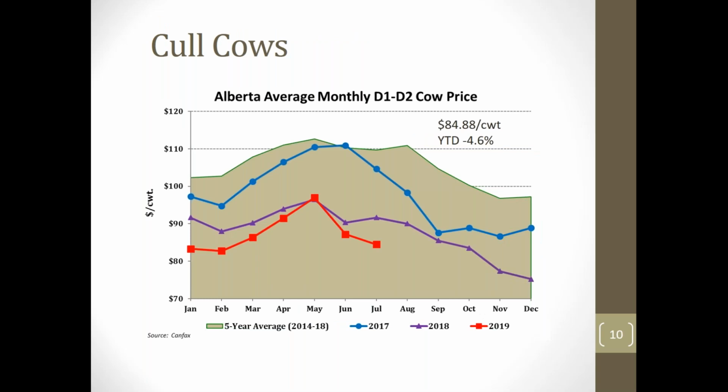If we look at cull cows, last week we were averaging just under $85 a hundredweight. Year to date, we're about 5% below where we were in 2018. So the year to date average price is about $87.50 a hundredweight. Seasonally, we should see that cull cow market pick up into August, about a 2% increase in price. After August, seasonally that market declines into November, where we see about a 12% decline in price between August and November.